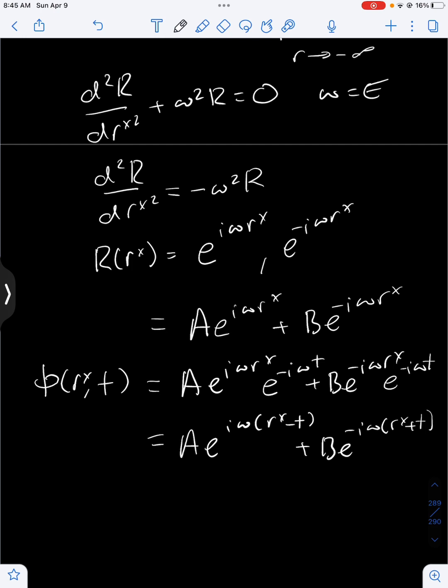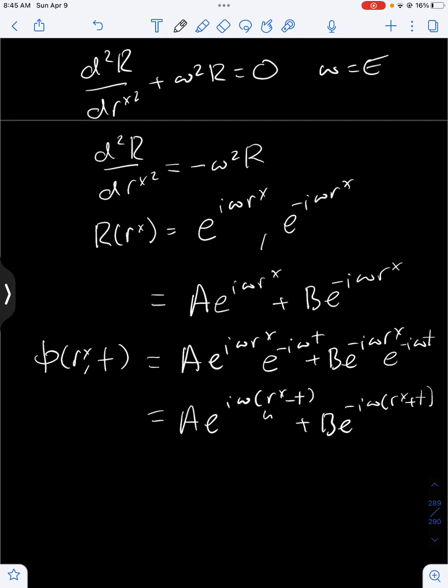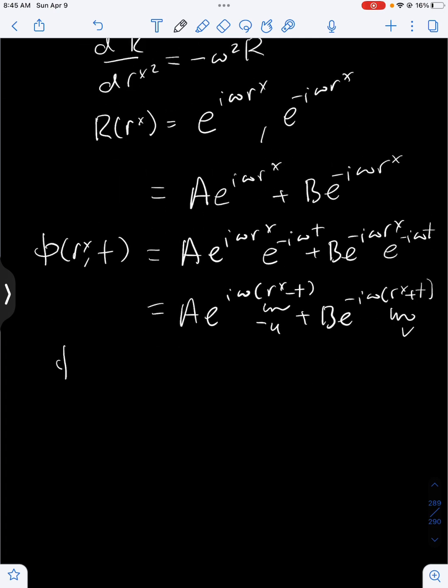Now we define some new coordinates. Let's call this minus u. Let's call this guy over here v. And as a result, we have phi of u, v equals a e to the minus I omega u plus b e to the I omega v.